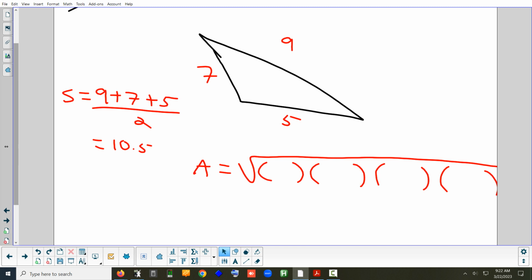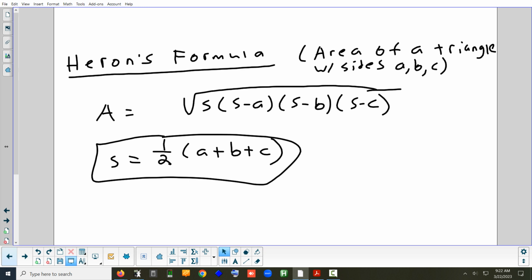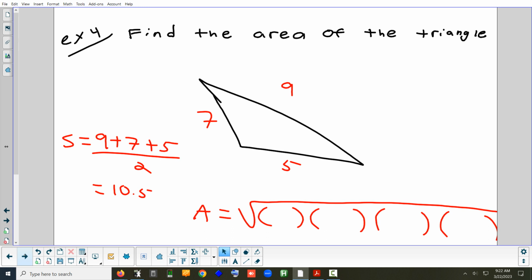What's going to go in the first set of parentheses underneath the square root? Lauren? 10.5 minus 7. Or, well, you could put the order of them in anything you want, but let's do it in the same order just so people can follow along with the formula. I would put just the S first, before we do any of the ones with the subtraction. I'm going to keep this example following that pattern. So put the S first. So 10.5.